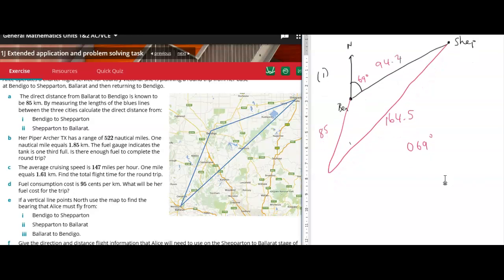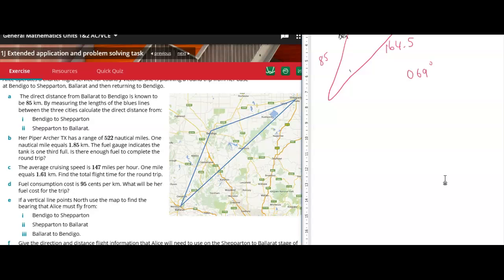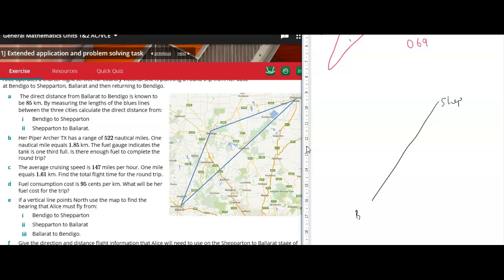Now you could use a protractor for the rest of them as well. Because you can't physically see me putting a protractor on there, I'm going to show you what bearings we need. So we just did the first one. The second one is Shepparton to Ballarat. So I'm going to draw that line. So we've got Shep to Bal and north pointing up. So we don't actually need our triangles.